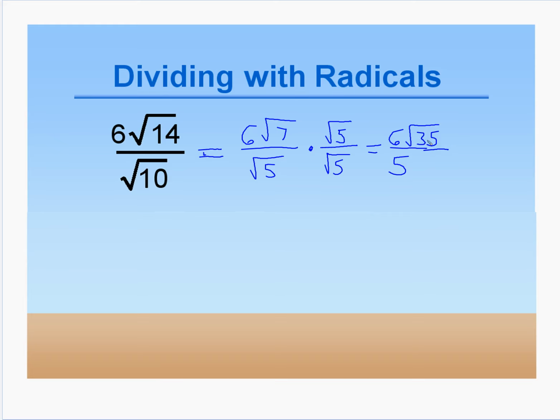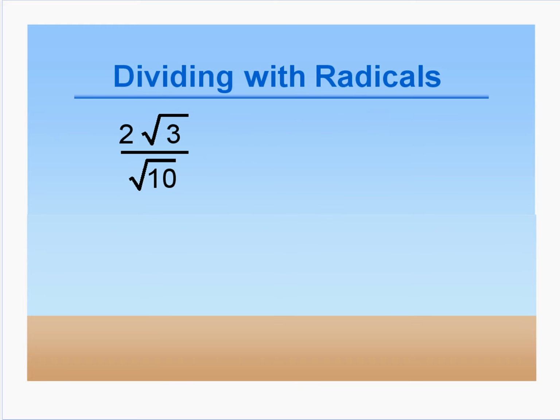And then our last example of this type of problem is 2 root 3 over root 10. 3 and 10 don't have any common factors. You can't simplify here. Also, you have a 2 on the outside and a 10 inside the radical. You can't simplify something outside the radical with something inside the radical. So we want to get rid of the square root of 10 because we're not supposed to have square roots in the denominator.